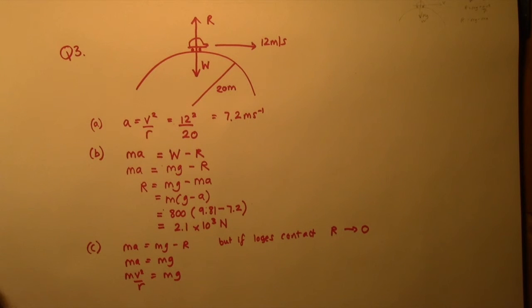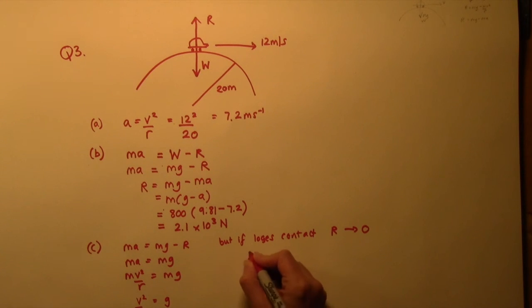But we've got m's on both sides, so they can be cancelled out, so you've got v squared divided by r equals g. So v squared is gr, so v is the square root of gr. And so that's deriving that v equals the square root of gr.